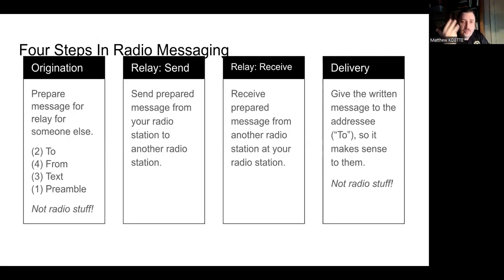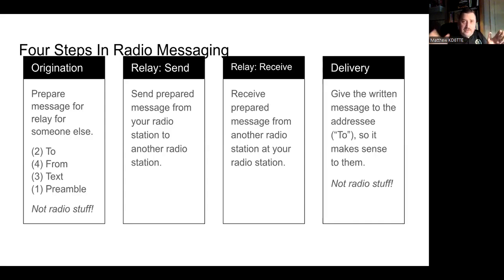And then you as a radio operator need to understand things like your preamble, and if you need to put any other special stuff like op notes in place. Once origination has taken place, that's not any radio kind of stuff. Now the message can be relayed, it can be sent. And that's where we get into things like voice procedure or CW or whatever we're using.